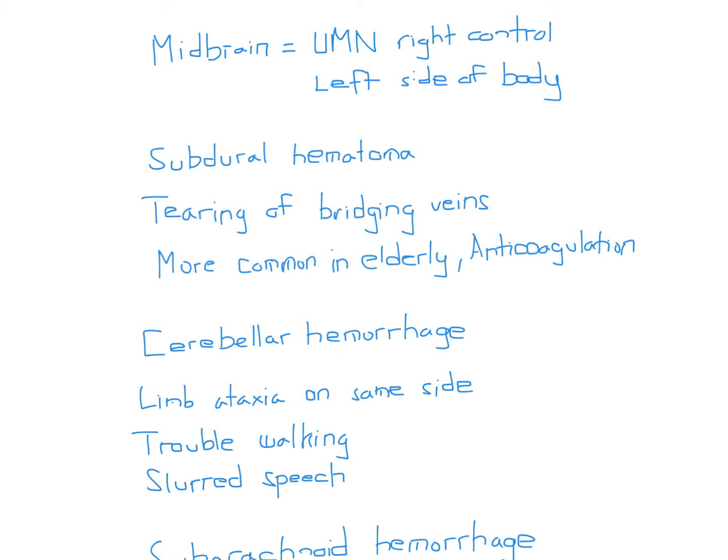So next, it's going to be a subdural hematoma. That's the other answer choice. So in this case, it's going to be tearing of the bridging veins. And so when you get this tearing, that ends up being below the dura, right? So subdural hematoma. And for this one, it's most common in the elderly, and then anticoagulation also. If the patient's on anticoagulation, and a lot of elderly patients are, then this can cause this subdural hematoma.